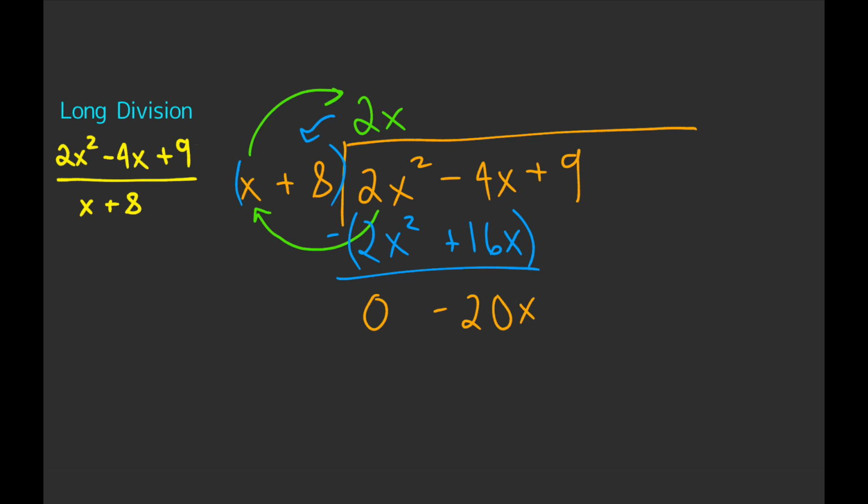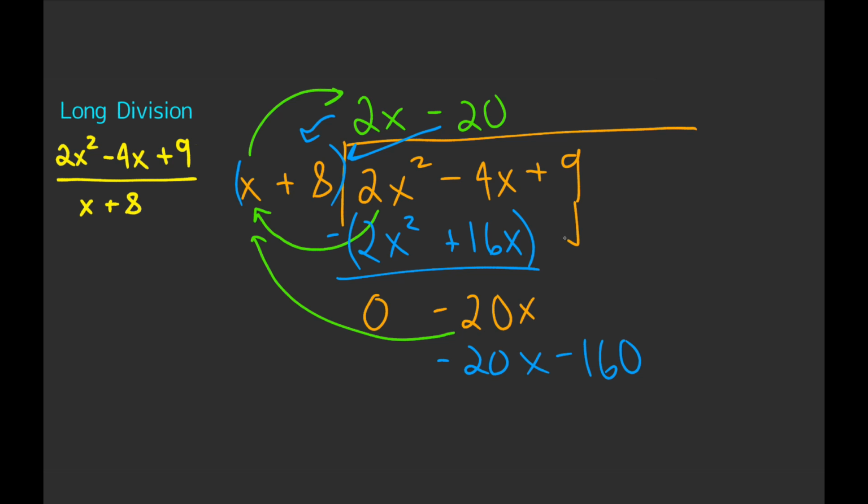Now we're going to repeat the process. We're going to take negative 20x divided by x. We get negative 20. And then we take the negative 20, multiply it by the divisor, x plus 8. And we're going to get negative 20 times x, which is negative 20x. And negative 20 times positive 8, which is negative 160.